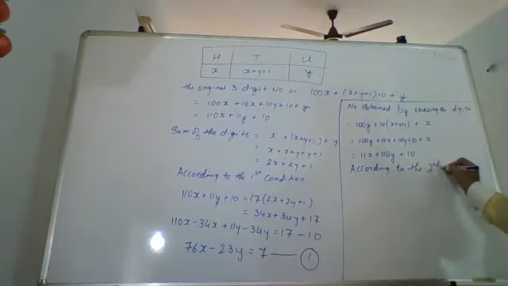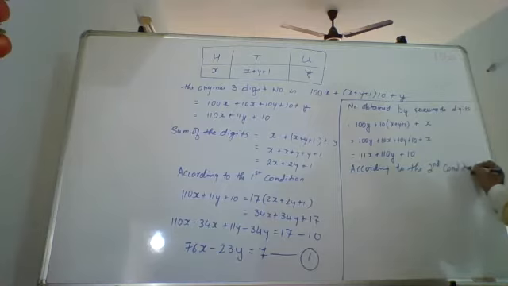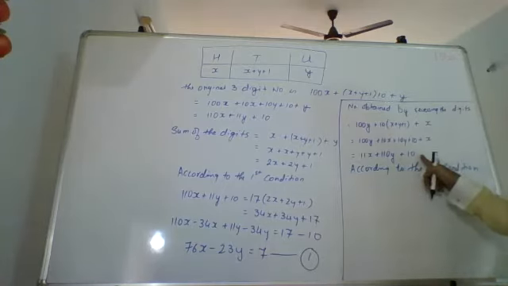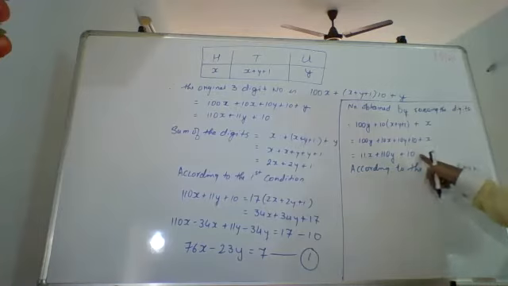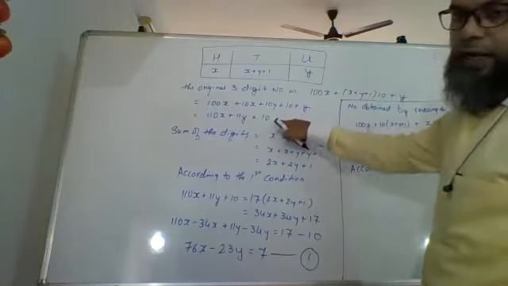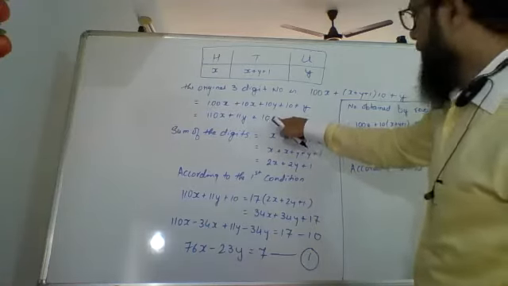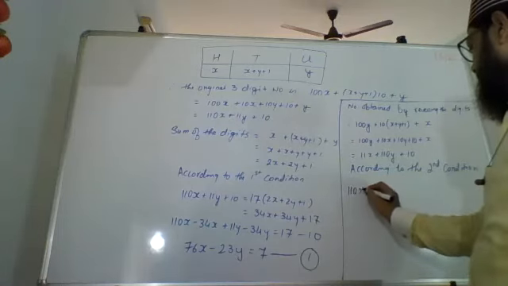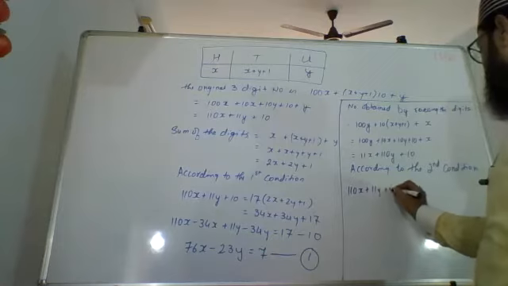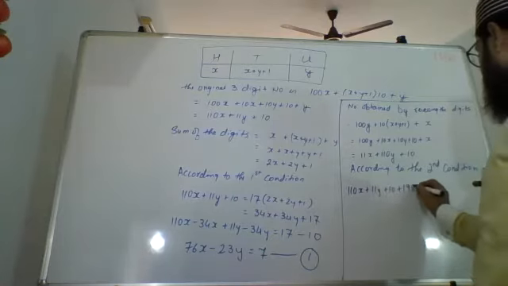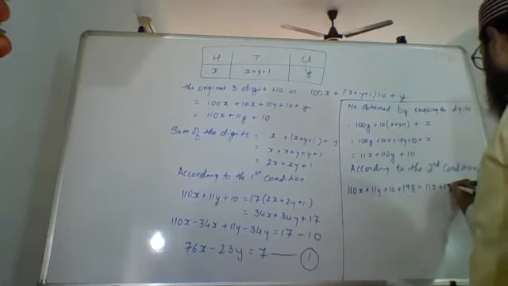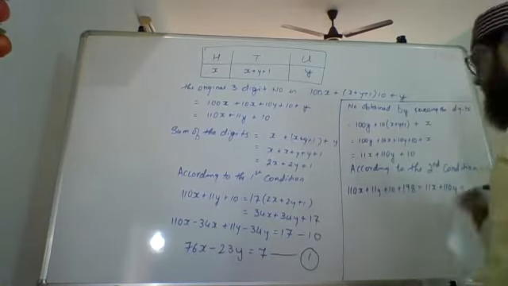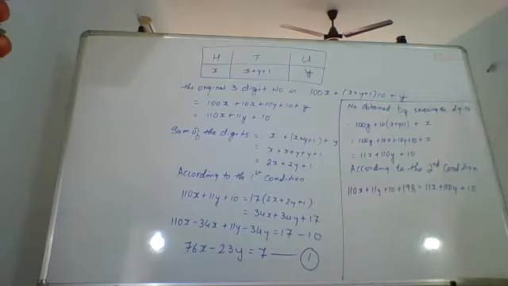According to the second condition, the new number is more by 198. So if I add 198 to the old number, they'll become equal. So I have 110x plus 11y plus 10 plus 198 equals 11x plus 110y plus 10.